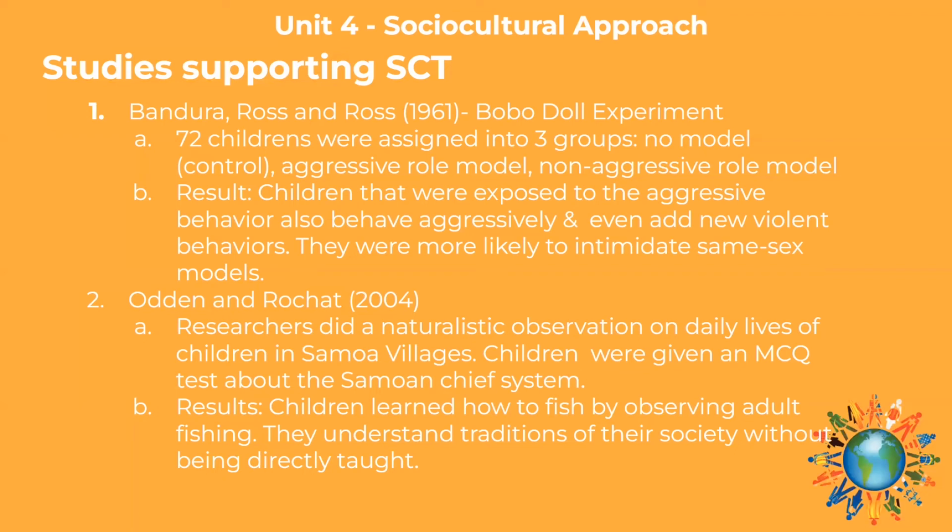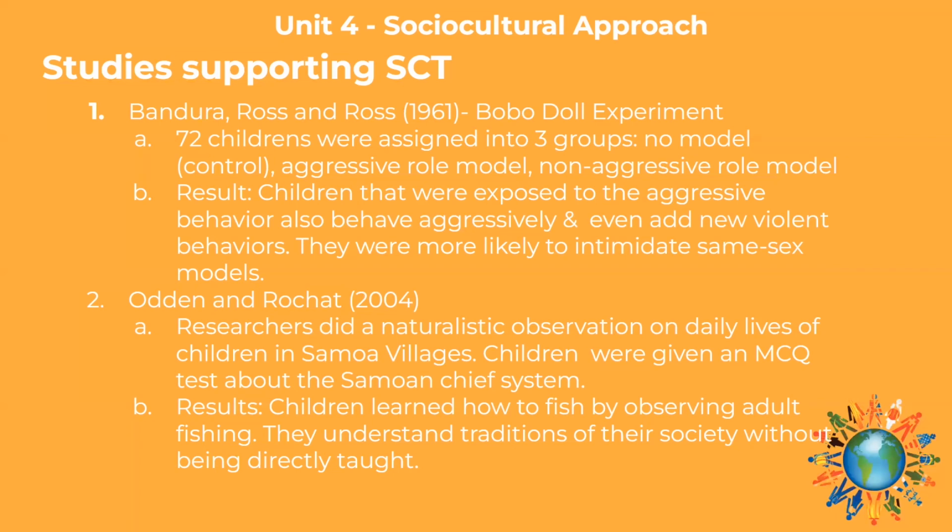Another study that supports this is Alden and Rochat. In here, the researchers did a naturalistic observation on the children in a Samoan village and gave them an MCQ test that tested their knowledge about the chief system. They found that although they were not directly taught how to fish, the children paid a great amount of attention to observing the adult fishermen, and they were able to learn how to fish and became capable fishermen by the age of 12. And they also understand their tradition and the chief system, although they were not directly taught it.